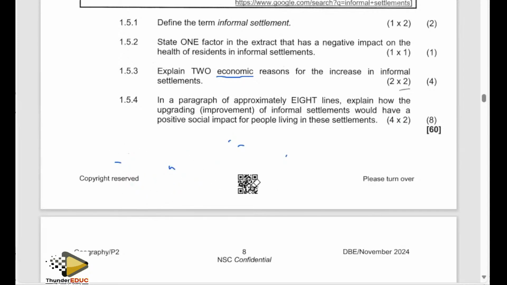Right, we go on to the last question, which is a paragraph question. And also this one being a paragraph question, you must not put bullets, you must write continuously. And remember, your points must be fully developed with a factor and a qualifier for that particular factor. Right, in a paragraph of approximately 8 lines, explain how the upgrading or improvement of informal settlements would have a positive social impact for people living in these settlements.